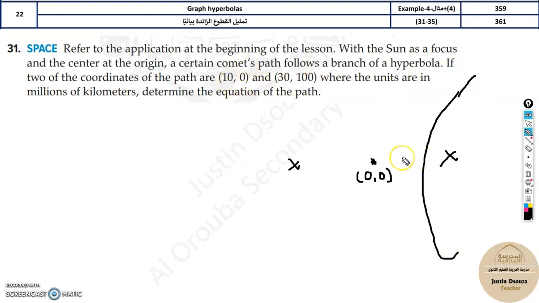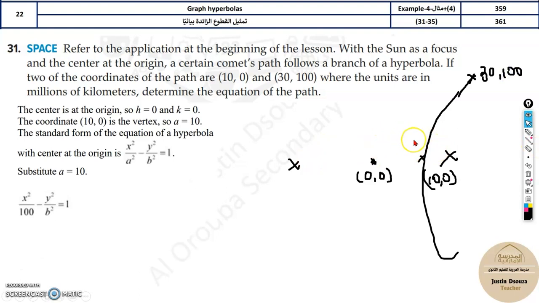What are the coordinates? One is 10. Let me write this, (10, 0). Why am I writing 0? It's on this axis only. And one more point is somewhere at 30 and 100. So I'll write it over here, (30, 100). This is very important, this figure. I hope this is clear.